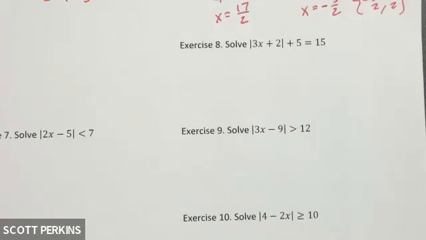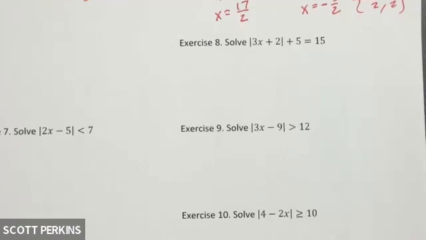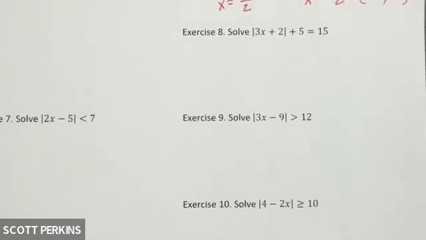Anybody got a proposal for me on what I have to do first? Yes. Yeah, get that 5 on the other side. You have to have the absolute value alone before you can break this up into two separate equations. Okay, it won't work the other way. I promise. I've seen students try, they get it wrong.